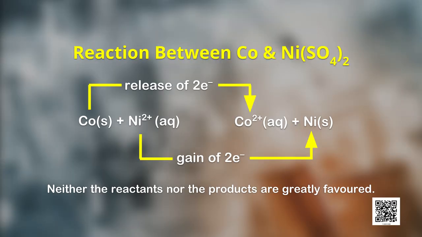Let us understand the concept of occurrence of reaction with one more example. See what happens when metallic cobalt is placed in nickel sulfate solution. You may perform this activity under the guidance of your teacher, and you will notice that at equilibrium, chemical tests reveal that nickel ions in aqueous solution and cobalt ions in aqueous solution are present at moderate concentrations. In this case, neither the reactants, that is cobalt in solid state and nickel ions in aqueous solution, nor the products, that is cobalt ions in aqueous solution and nickel in solid state, are greatly favored.